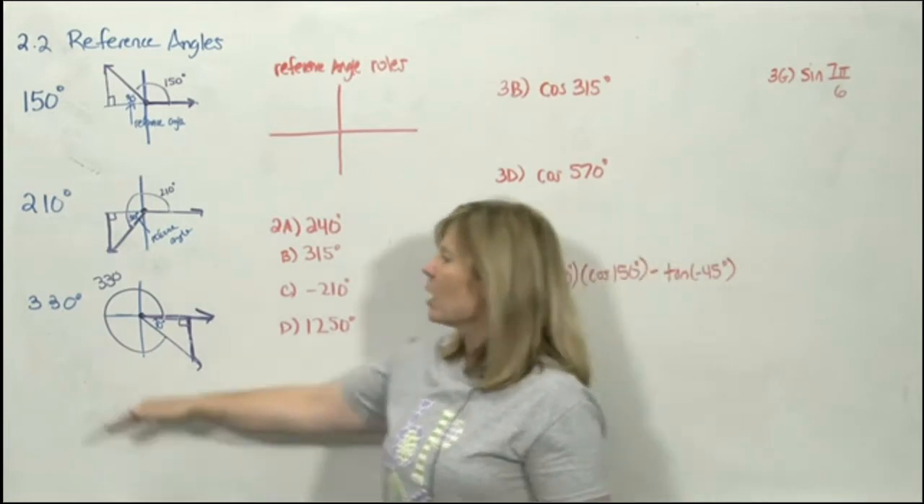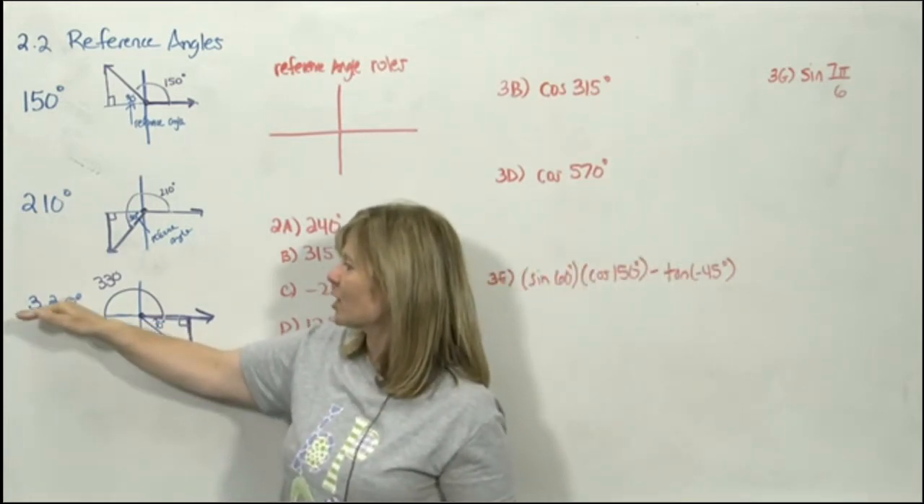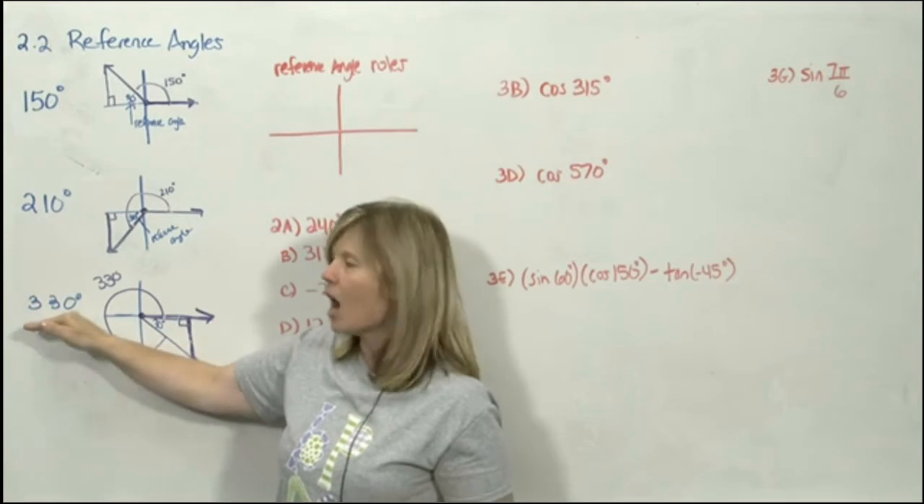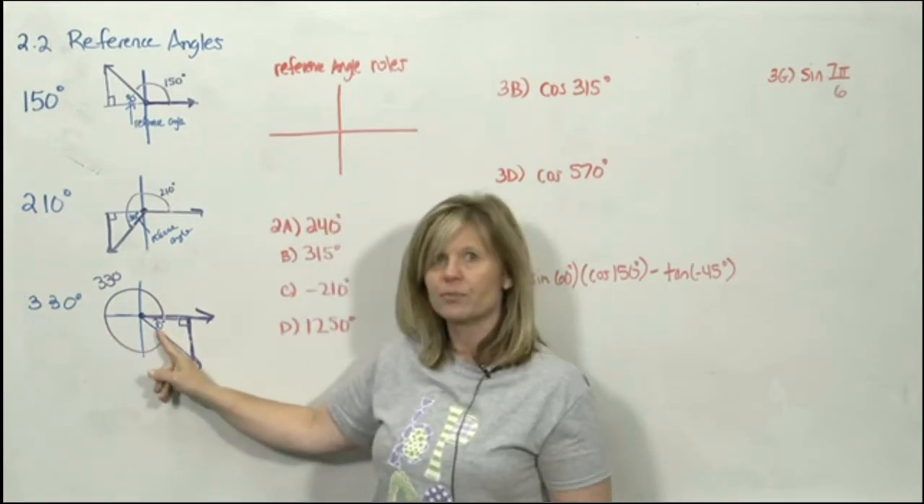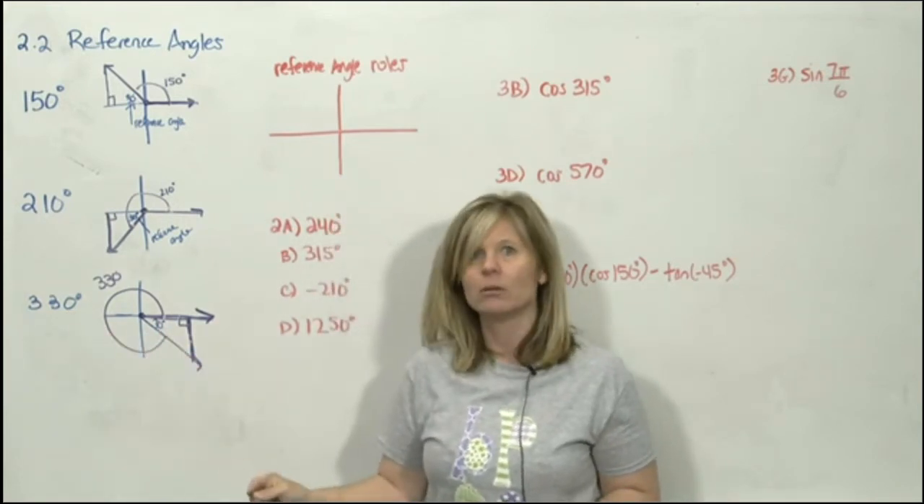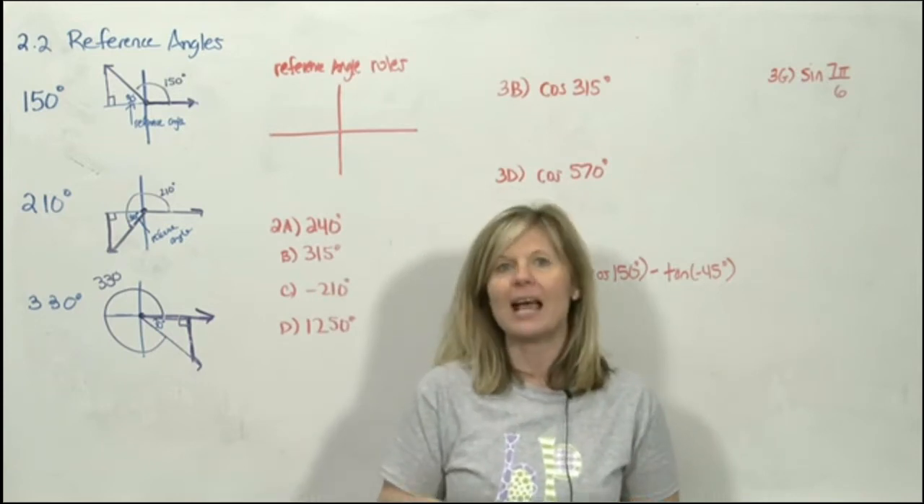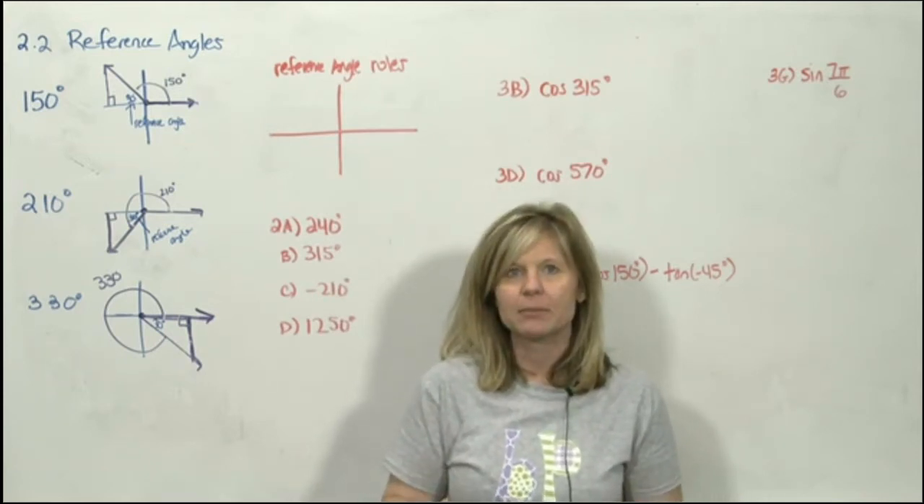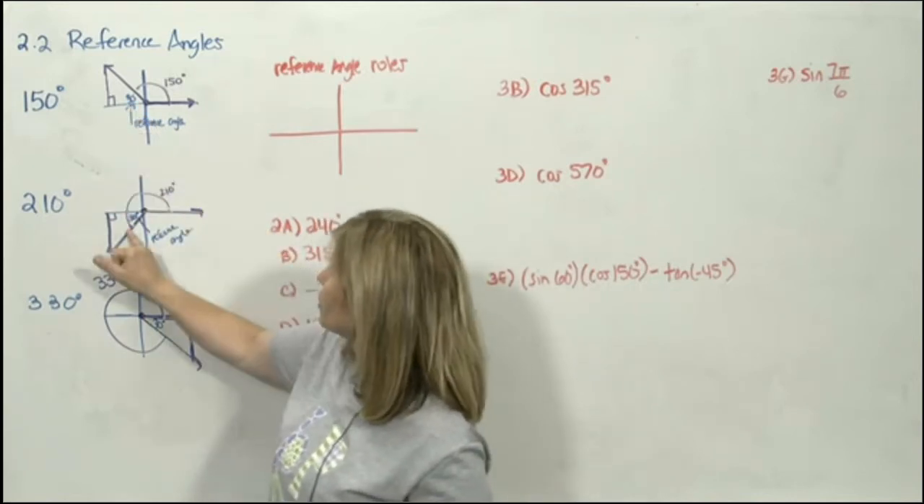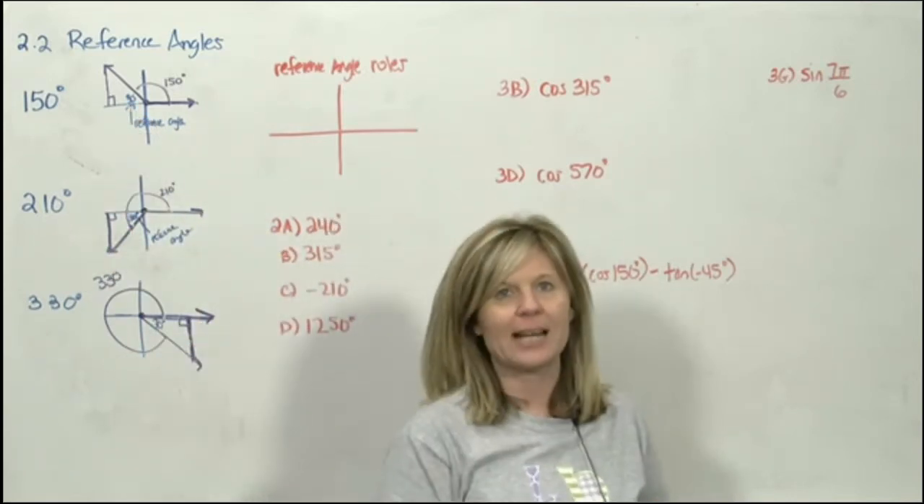So if I wanted to look up the sine, cosine, or tangent value of 330 degrees, I'm really looking up 30 degrees. That's its reference angle. A reference angle is always an angle that's between 0 and 90. These are all 30 degrees, 30 degrees, 30 degrees, all between 0 and 90.